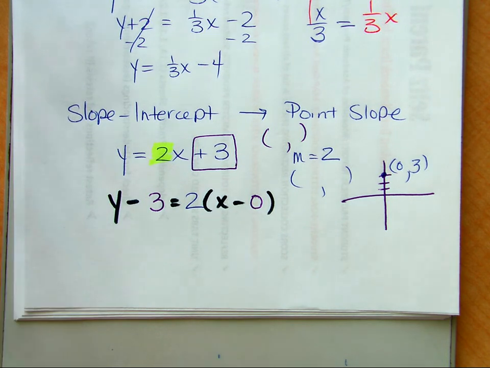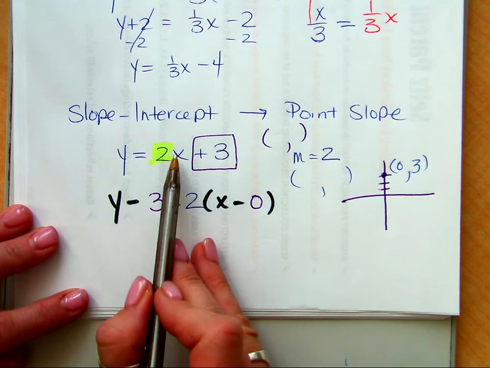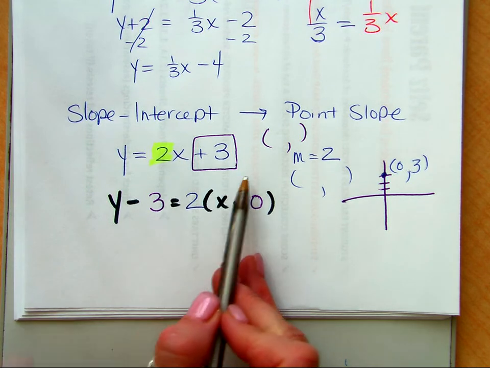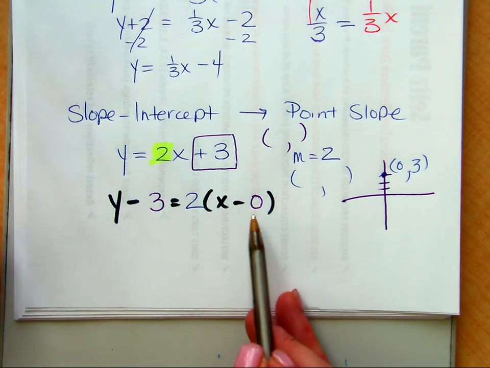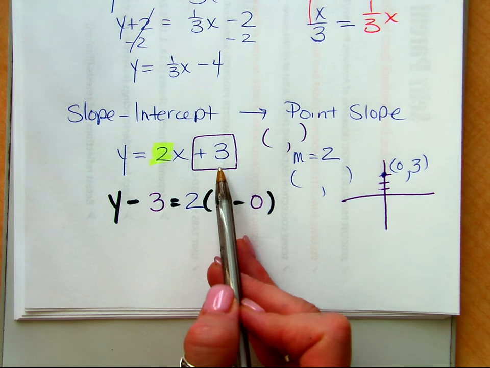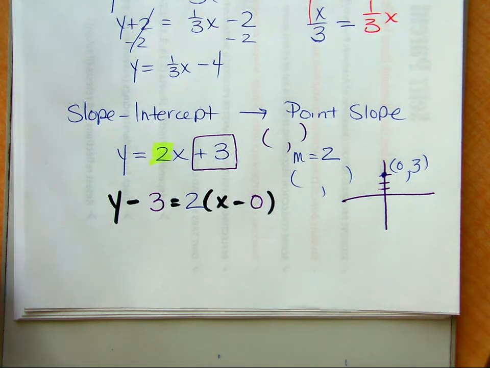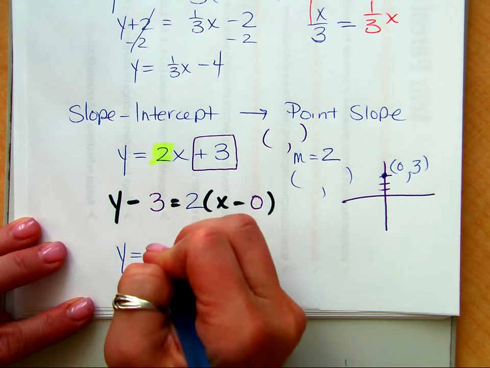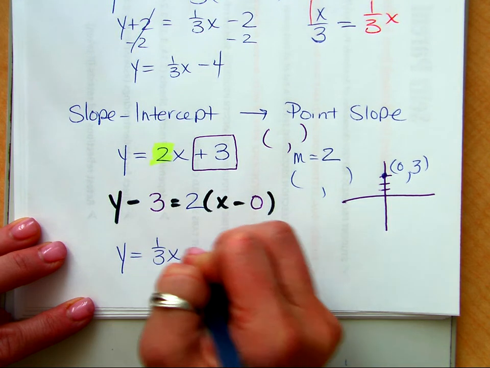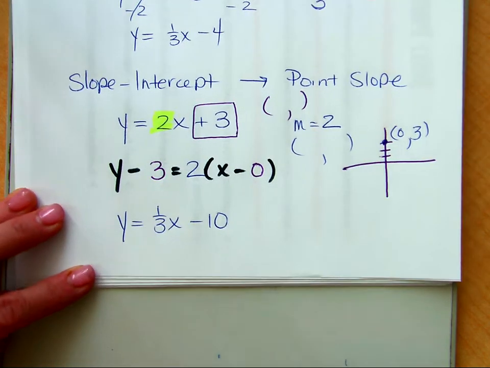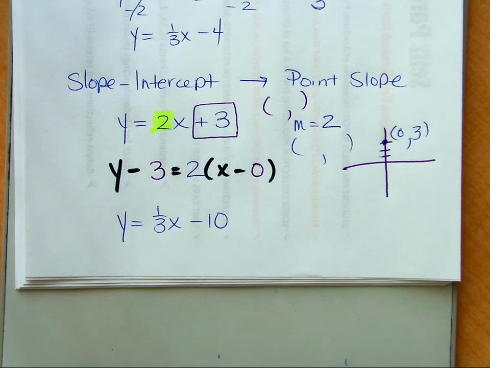So hey, guess what? When you have slope intercept form, and I ask you to put it in point slope form, is that number in that second spot always going to be a 0? Yeah, if you're using the y-intercept. So let's try one more. Y equals 1/3 x minus 10. Go. Write that equation in point slope form.